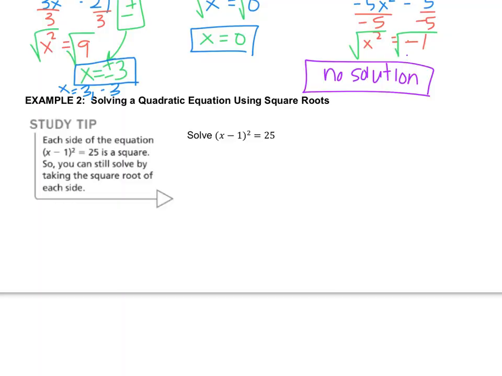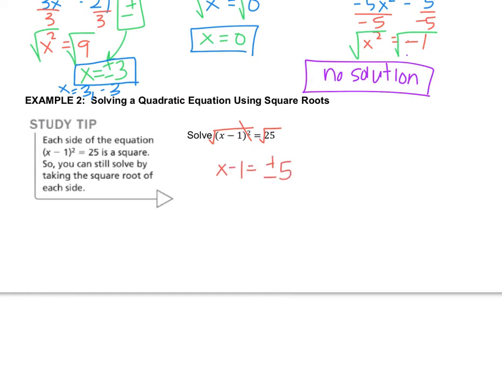Now, you might look at example 2 and think that you have to FOIL this out. You might think that you have to do x minus 1 times x minus 1 and then all these other steps, but remember, you want to get the squared term alone. And if you look at this example, it already is alone. x minus 1 squared equals 25. Both sides are perfect squares. So what we can do is just square root, and that makes the squared go away. So what we would have is x minus 1 equals positive or negative 5.